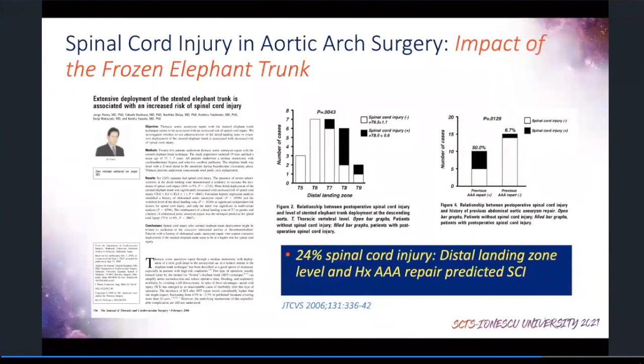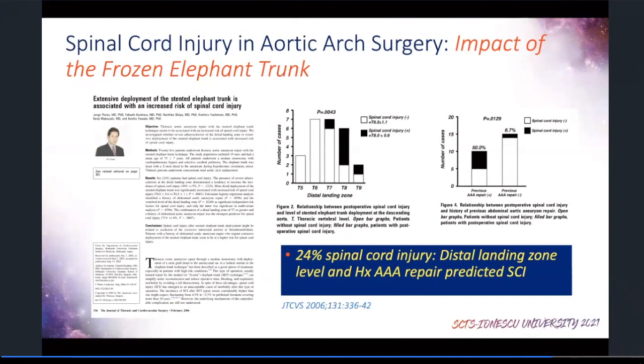The impact of this was demonstrated in one of the very first papers from Japan, and it shows the relationship. This is 24 patients, 6 of which, or 24%, had spinal cord injury, and this ultimately was related to the distal landing zone level and the history of a previous AAA repair.